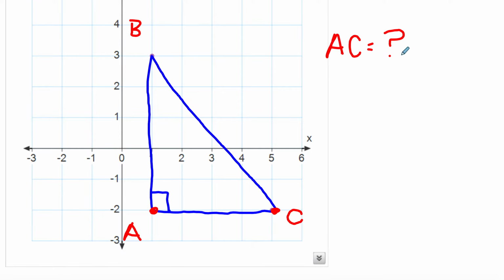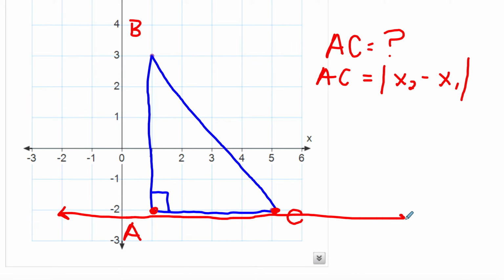Well, like we learned in the last lesson, AC would just be the difference between the furthest x-coordinate to the right and the next x-coordinate, right? So if these two points were on a number line, then this would be x2, this would be x1. I'm just showing you that, and then I'm going to take it away. We would just subtract the x value of this coordinate from the x value of that coordinate.